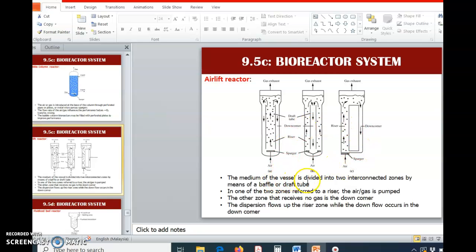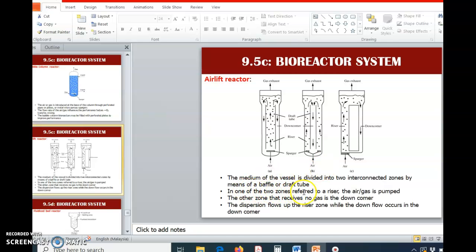The medium of the vessel is divided into two interconnected zones by means of a baffle or draft tube. For example, this is the baffle or the draft tube. It separates the place where you put in the gas and also where the medium will flow.